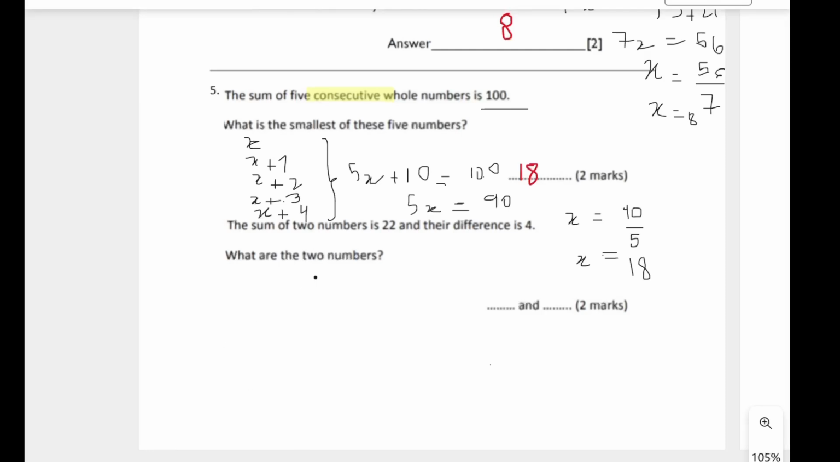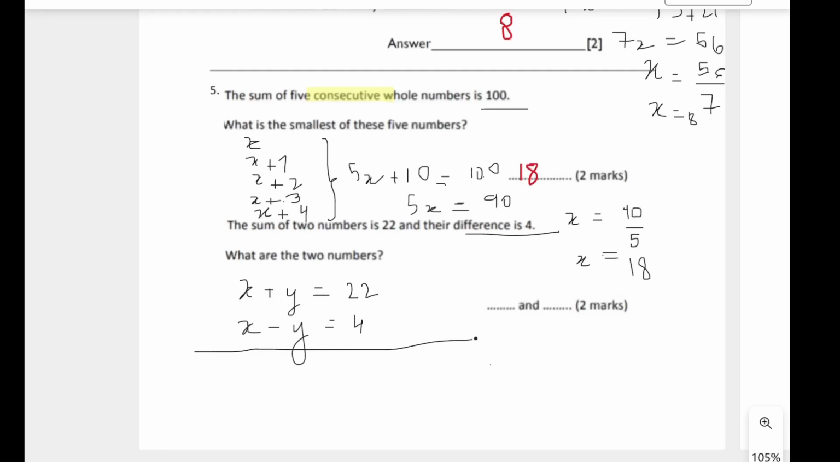In a similar fashion, we have the sum of two numbers. We're continuing question 5, is 22. So what does this mean? The first number is x, let's say, and the second number is y. Whatever they are, doesn't matter. We're just calling them an unknown. So x plus y is 22. The difference is 4. So we know that difference means subtract. This number, subtracting this number, is equal to 4.